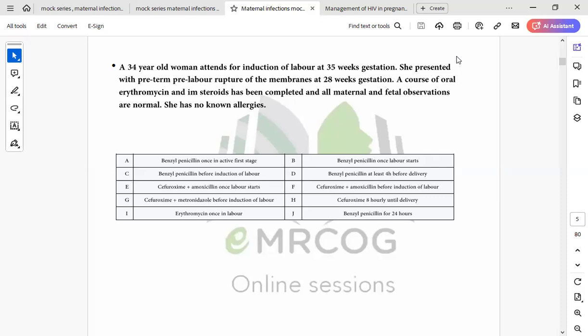Okay, for sure, this woman is going to need IAP. Excellent thinking, Dr. Laila. She does not need broad spectrum antibiotics. She's not in sepsis. She has no allergies, so it's going to be benzyl penicillin. Now the question is, would it be in active first stage or before induction of labor or once labor starts?